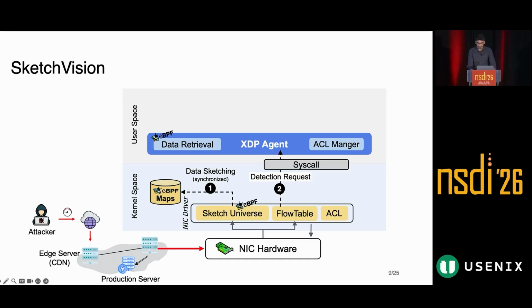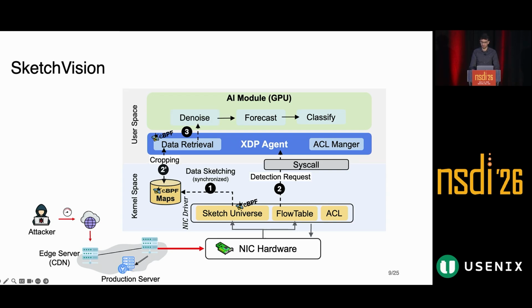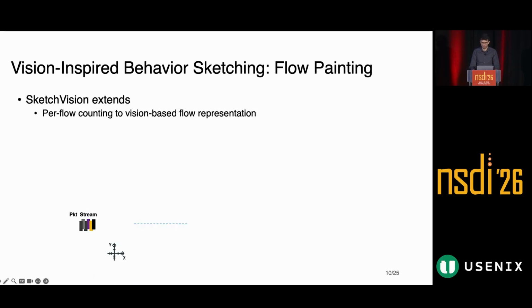candidate flows. The XDP agent then retrieves the corresponding data from the sketch universe and triggers a series of AI pipelines. Once the XDP agent retrieves the data from the sketch universe, it passes through a denoiser to denoise the sketch and feed it to the forecaster to derive the mature state of the flow from partial observation. And finally, we classify the flow. Based on the classification result, we use the ACL to take proactive action for early mitigation of slow threats. Now let's dive deep into each of these components.